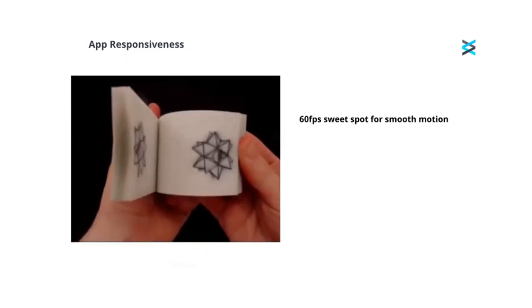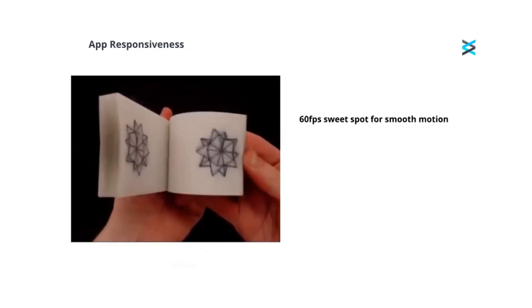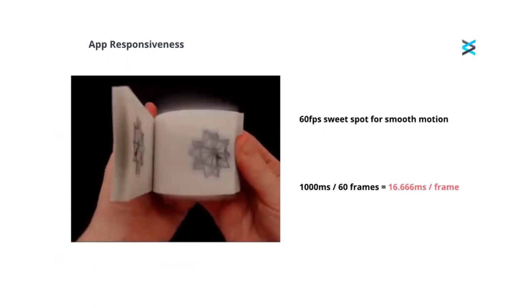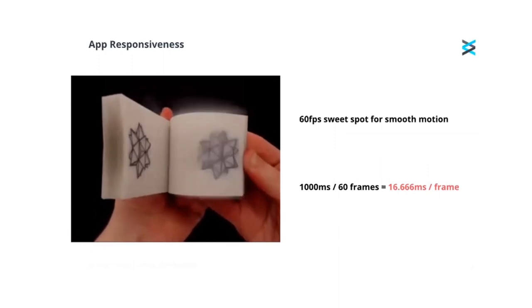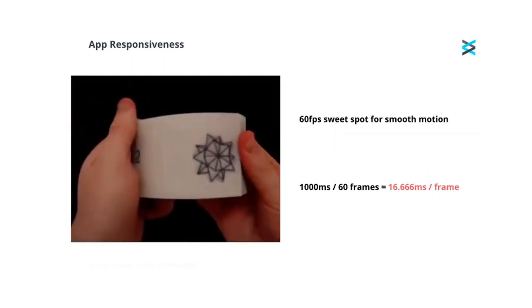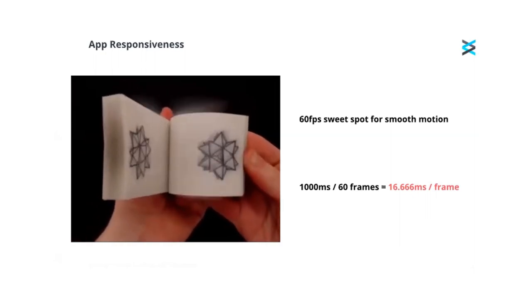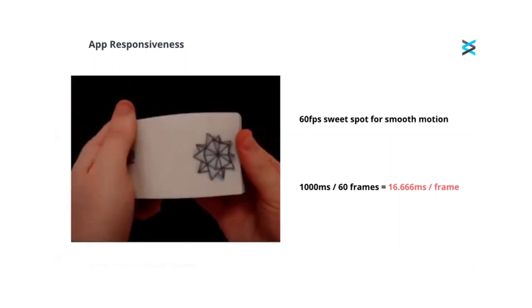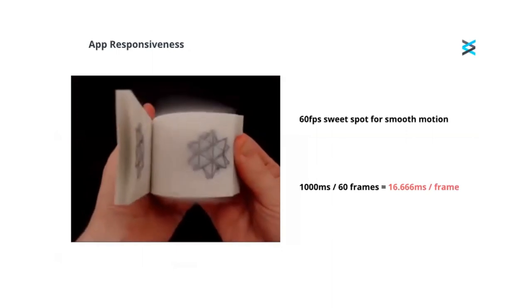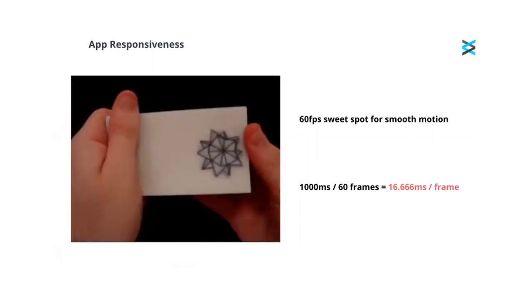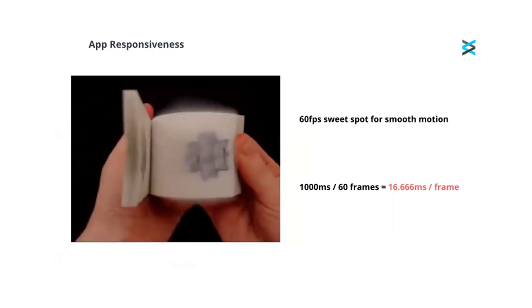But what does 60 frames per second mean for us as developers? So basically we can do a simple math. If we divide 1 second by 60 frames, that means that we only have 60 milliseconds per frame to do all of our work, such that the user will experience smooth motions in the mobile applications.